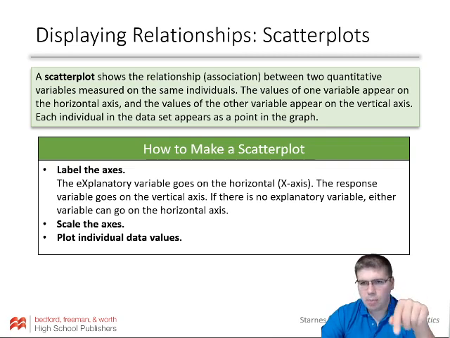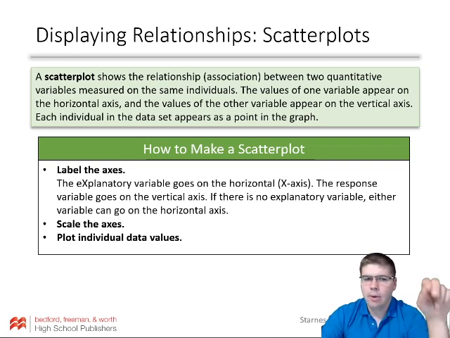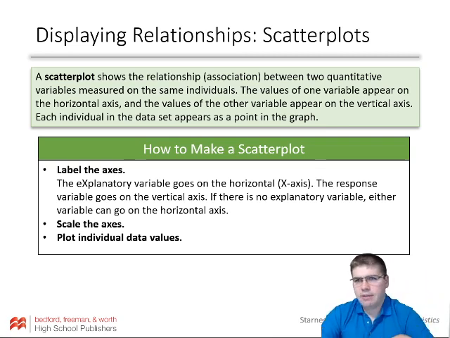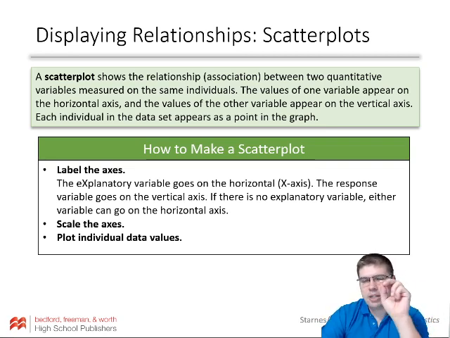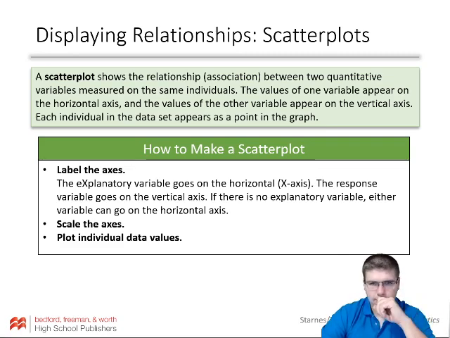Scale the axes appropriately. You do not need to go all the way down to 0. Then plot the individual data values. Each individual has two quantities. Each individual could represent a different person, or some other entity, whatever the individuals are. You're going to have two quantities for them, one for one variable, one for the other. One's going to be the x coordinate, one's going to be the y coordinate, and that's going to get you a point on the graph.